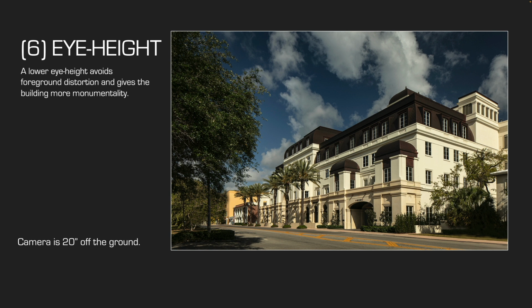The last thing you want to do is consider your eye height. Again, all things considered, the wider the lens, the lower your camera should be to avoid foreground distortion. And in this case, on this building, the streetscape, main facade in sun, I've got a full height vertical, and my camera, this is a 24mm lens, my camera is no more than about 20 inches off the ground.